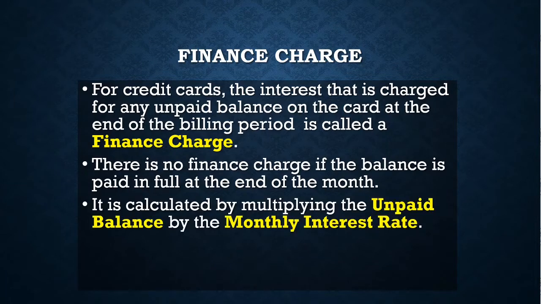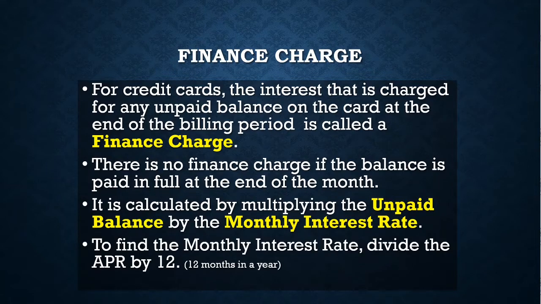So there won't be any charge at all if you pay your bill in full when you get the statement. We calculate the finance charge by taking whatever we owe, the unpaid balance, at the end of the month and multiplying it by the monthly interest rate. Now, they don't publish the monthly interest rate, so we're going to have to calculate that as well. But that's a calculation you just have to make once and then use that same number over and over again. To find the monthly interest rate, you take the annual interest rate, the APR, and divide it by 12 because there's 12 months in a year. And that'll give us how much gets charged per month.